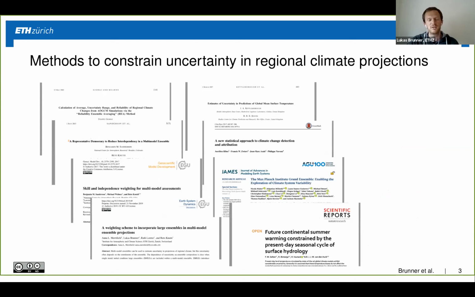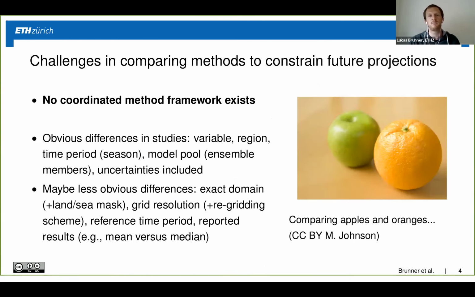Now, if you wanted to compare the results of these methods, you might run into some problems. It would be a little bit like comparing apples and oranges, because there's no real coordinated framework for comparing these methods. If you pick two studies, they might focus on a different variable, a different region, or a different time period. They might use different model pools or different ensemble members, or even different model generations like CMIP5 or CMIP6. And they might focus on different uncertainties.